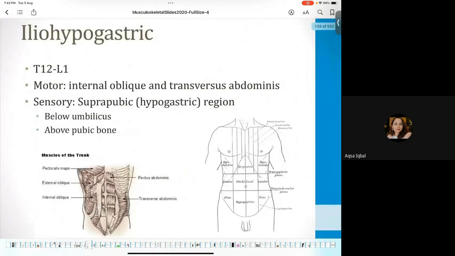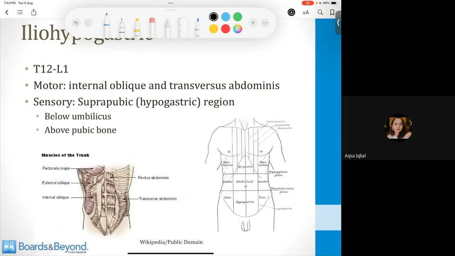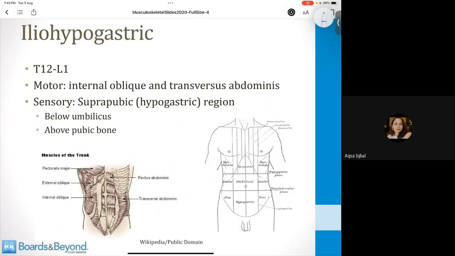Okay, so let's discuss some of the nerves from the lumbosacral plexus. The first nerve we are going to discuss is the iliohypogastric nerve. Really important, really high yield. You are going to have a lot of MCQs on the iliohypogastric nerve, right? Do you know what the hypogastric region is? It is the region below the umbilicus and above the symphysis pubis, that is, your pubic bone. That's your hypogastric area, right?